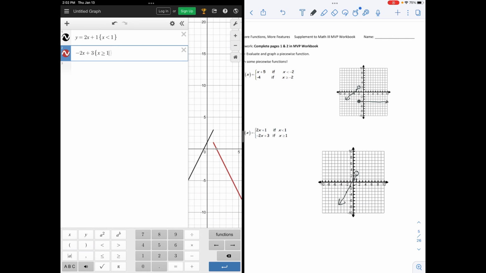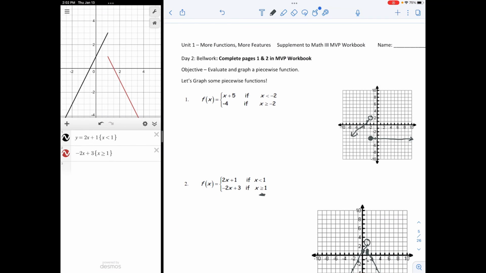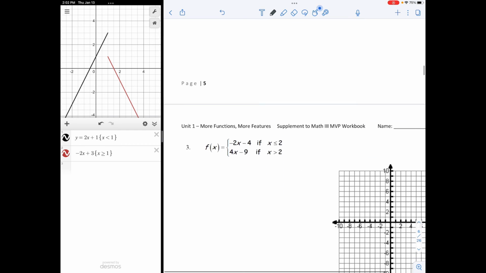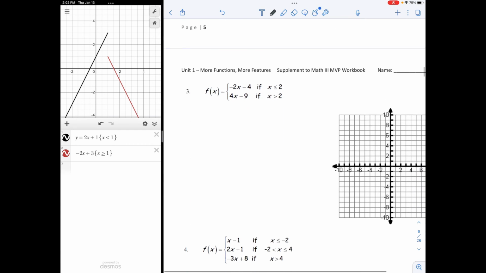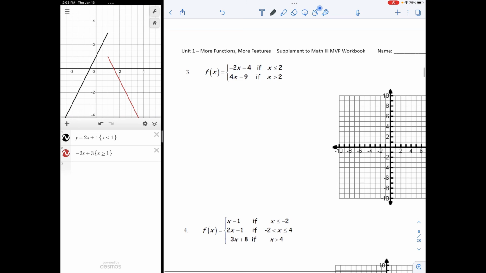I have the slope of -2, so I'm going to go down 2 and to the right 1. And this circle is going to be closed because of the x is greater than or equal to 1. Okay? So that is how we graph with the piecewise with Desmos, and then we also want to be able to graph by hand. We want to notice the important things to do is where I have an open circle and where I have a closed circle.